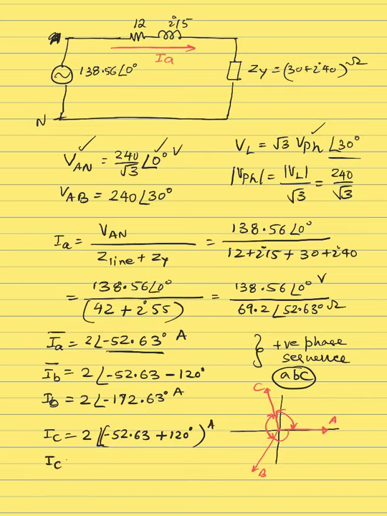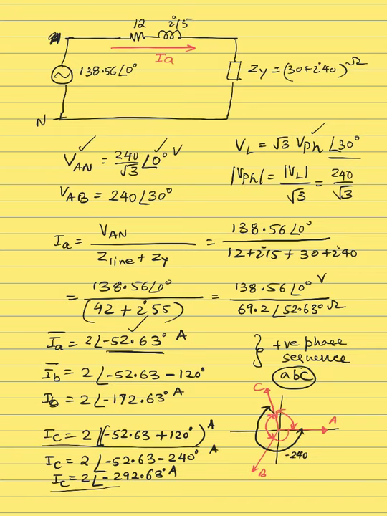Or what else can you do? IC is going to be 2 at an angle, and if you take A as the base phasor, I'm writing C with respect to A. With respect to A, this total angle is negative 240, so you can also write negative 240. Either one is correct. So 2 at an angle of negative 292.63. Either you write it in this form or that form, they both are correct. So that's the calculation of the line currents, IA, IB, and IC.